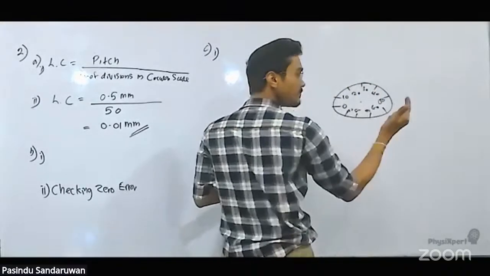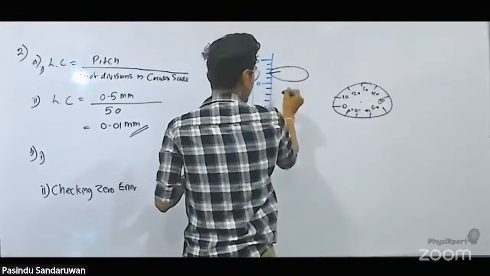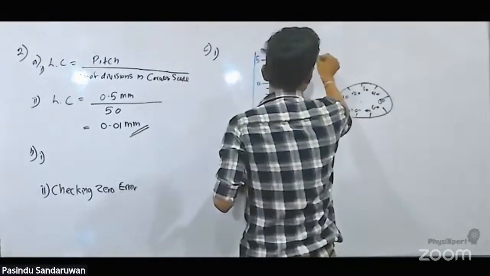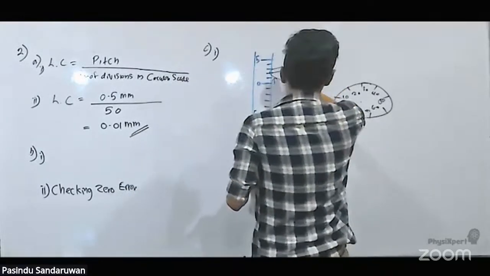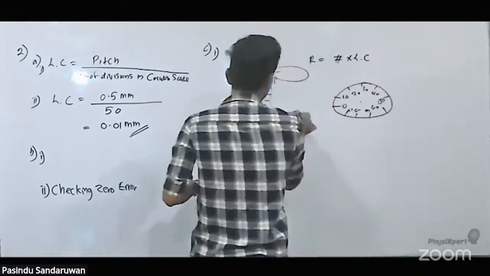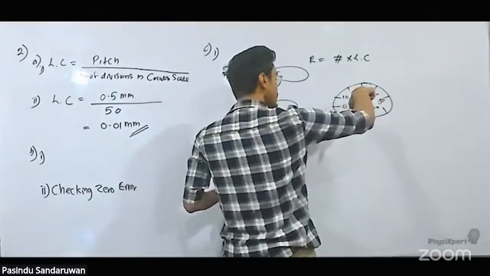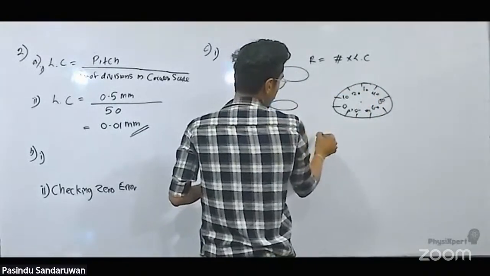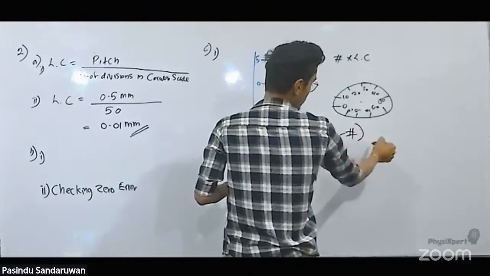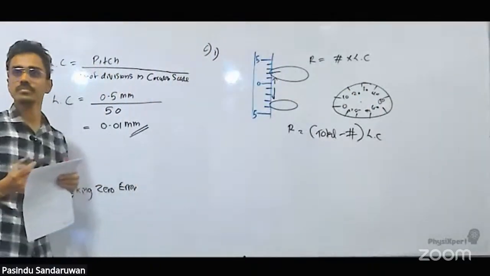Therefore, if your reading is above main scale 0, the reading is just the coincided number of divisions into least count, right? But if your reading is below 0, it travels backwards, no? It rotates backwards. So therefore, reading should be total minus coincided number of divisions into least count. This difference is there in a spherometer.